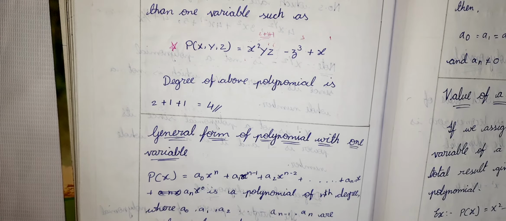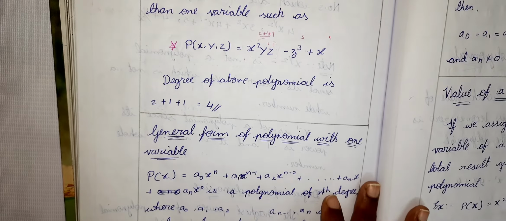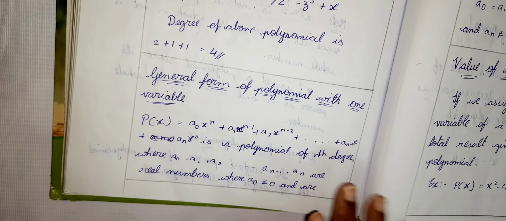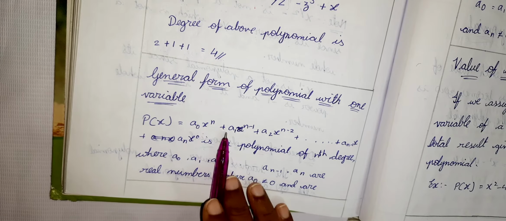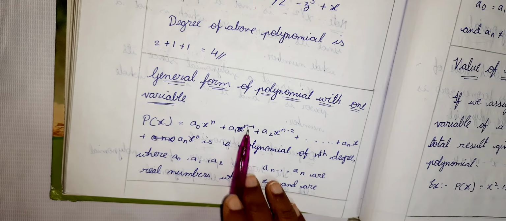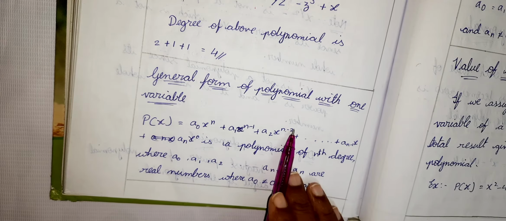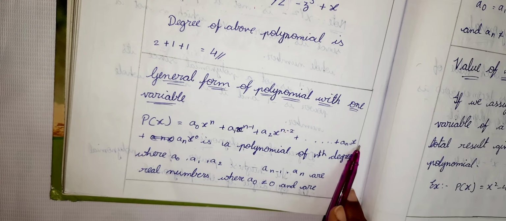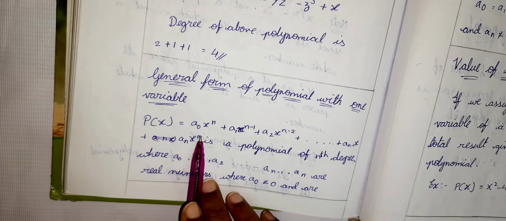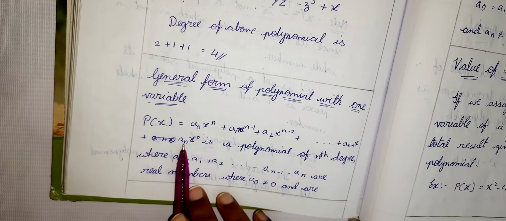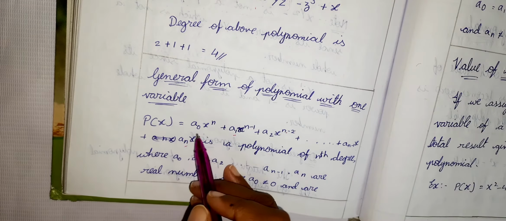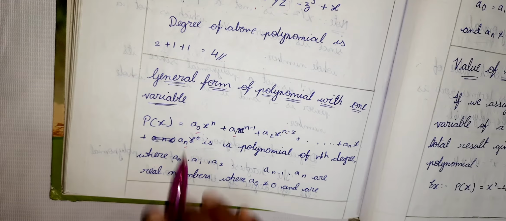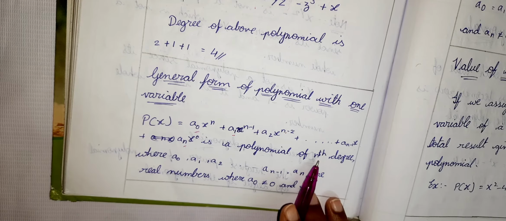So usually we have to express the polynomial in a general form of a polynomial with one variable. See, p of x is equal to a naught x power n plus a1 x power n minus 1 plus a2 x power n minus 2 plus and so on, a n minus 1 into x plus a n x power 0. That means here you have n plus 1 terms, starting from 1 till n, and a naught is also there. So n plus 1 terms are there.